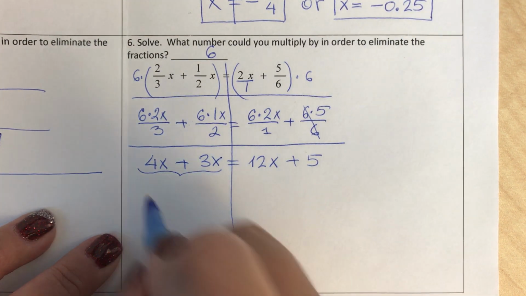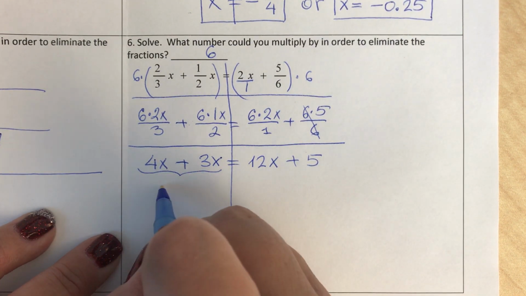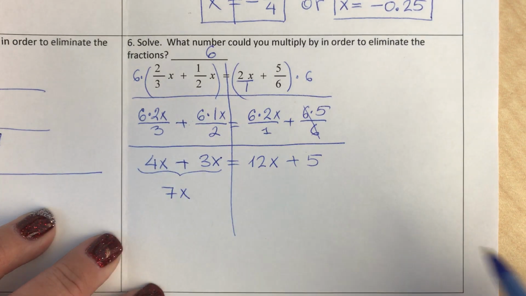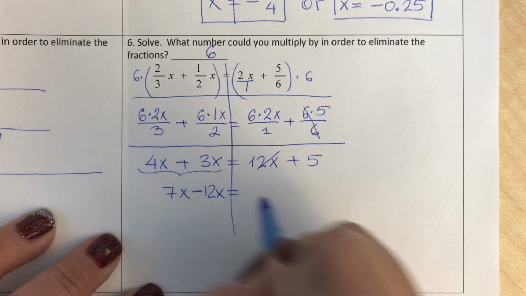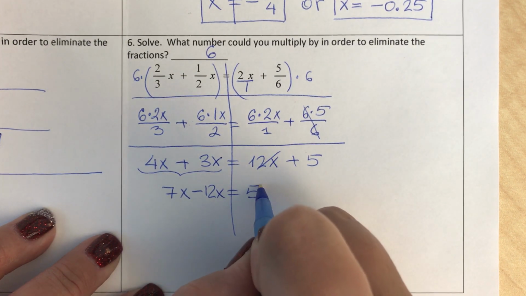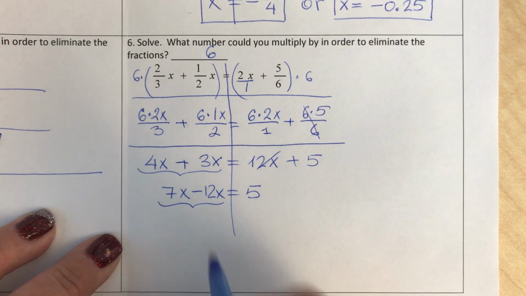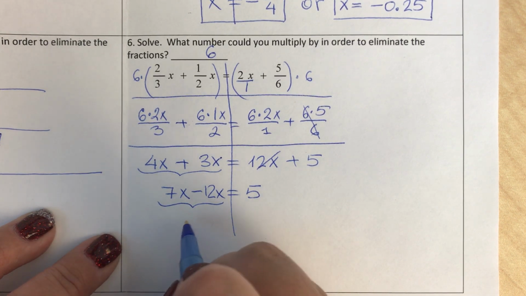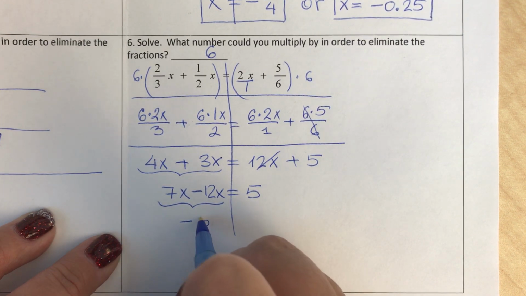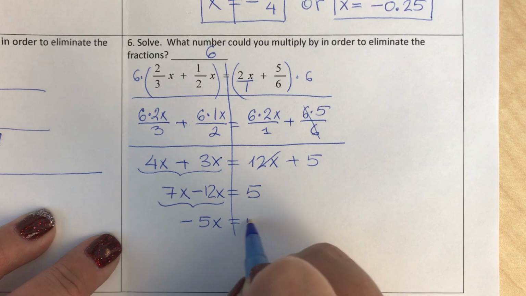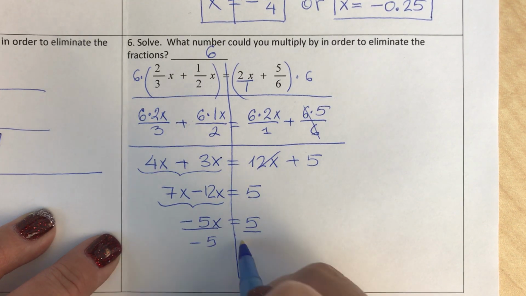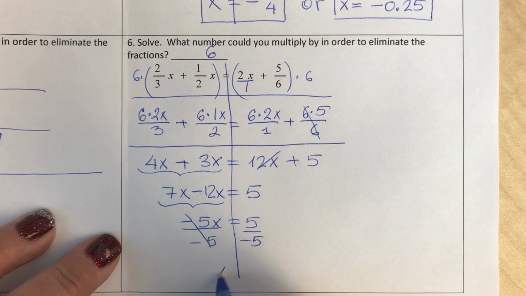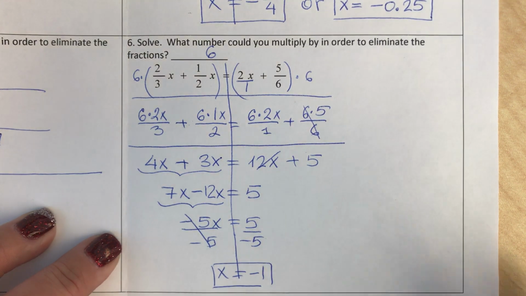Let's simplify same variable terms. We can add them up, 7x, and then bring over minus 12x, equals 5. Combine 7 minus 12 for the variable terms. We have negative 5x equals 5. And then divide by negative 5. Last step gives us the value of negative 1 for the final answer.